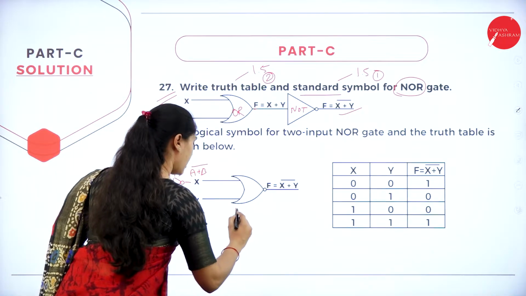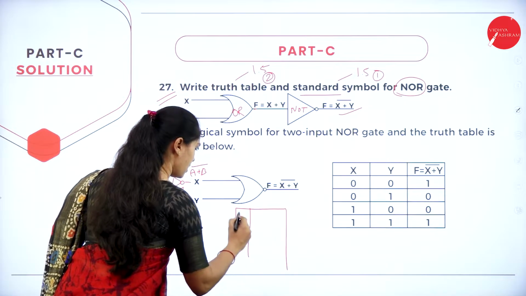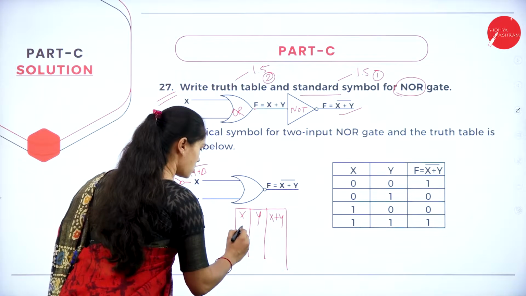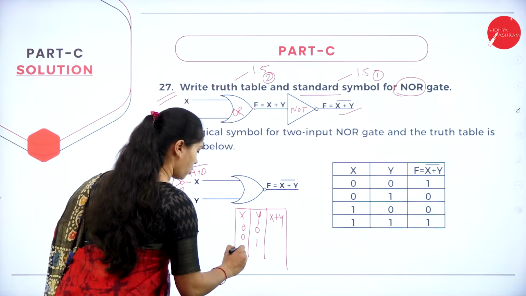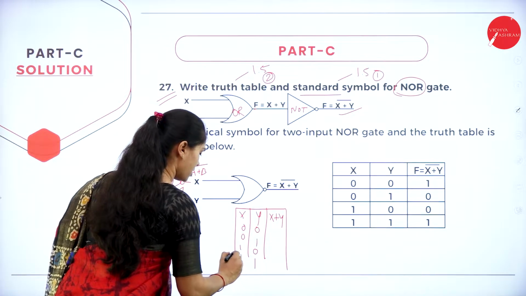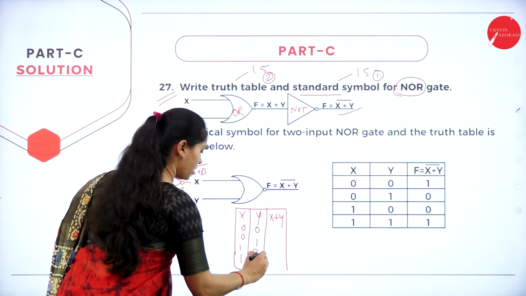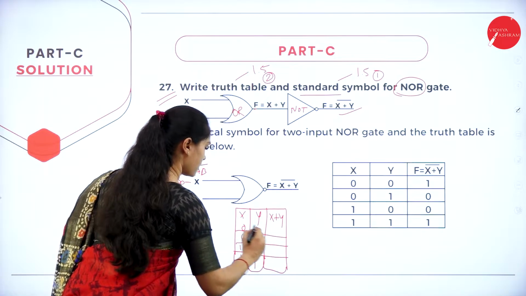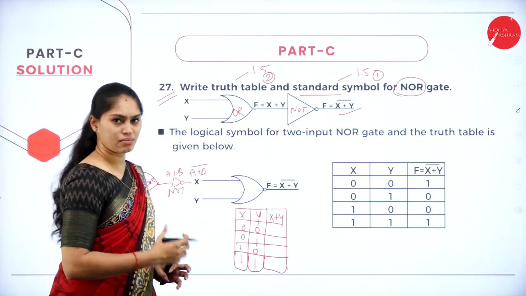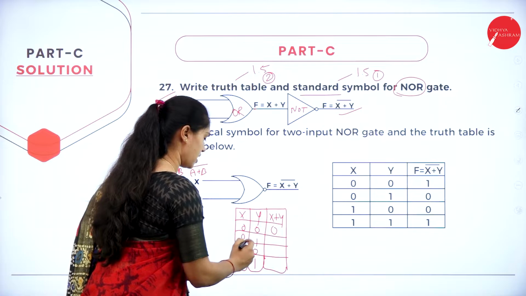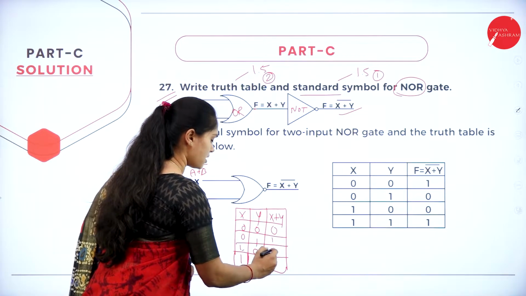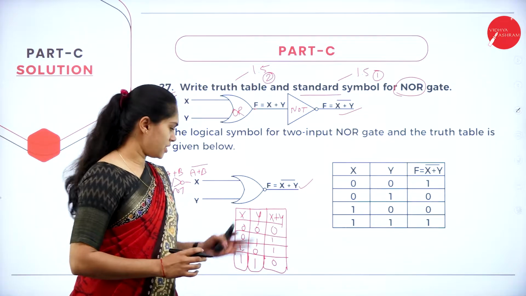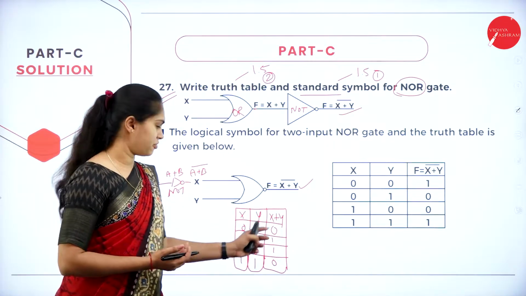So if you consider this one, you already know the truth table for the OR gate. Let me consider x, y, x plus y. So 0, 0, 0, 1, 1, 0, 1, 1. This is the two input OR gate. This is x plus y, that means addition. 0 plus 0 is 0, 0 plus 1 is 1, 1 plus 0 is 1, 1 plus 1 is 0, carry 1. These are the values that we are going to get for x plus y.